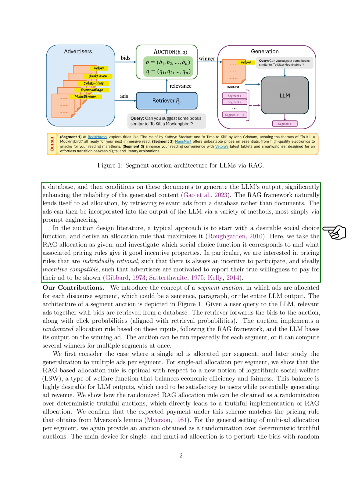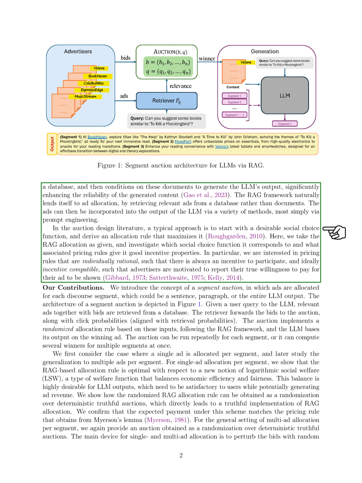RAG enhances the reliability of LLM-generated content by first retrieving relevant documents from a database based on a user query and then using this information to generate the output. This framework can be extended to incorporate ads into the LLM output, potentially through prompt engineering. Our main focus is on designing auctions for ad allocation in LLM outputs.